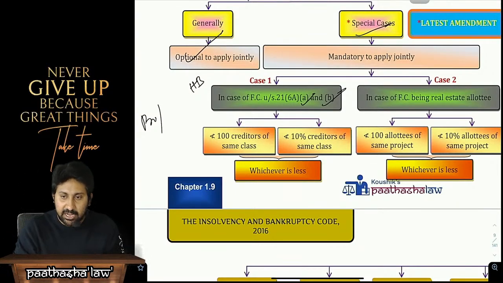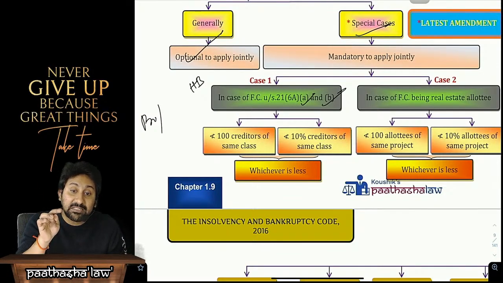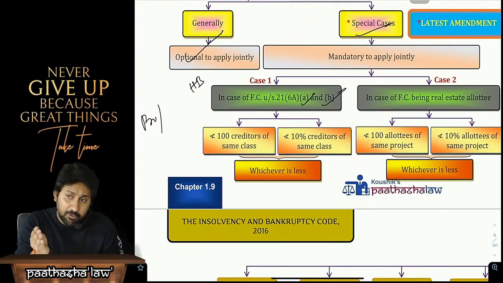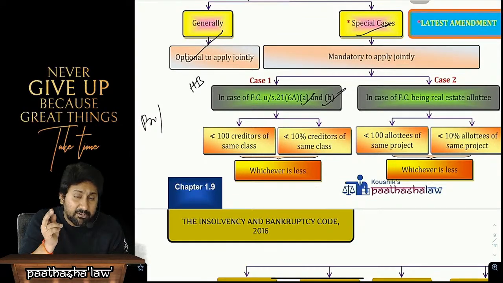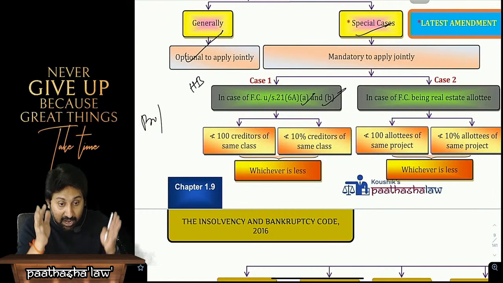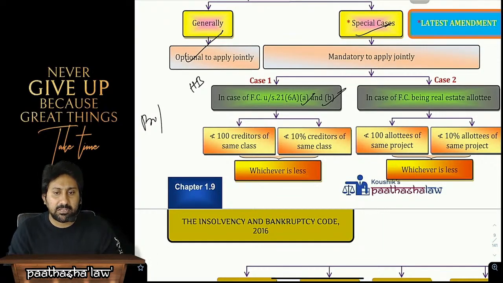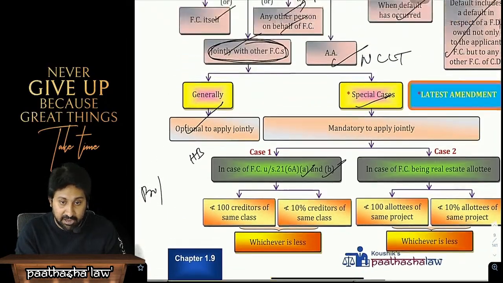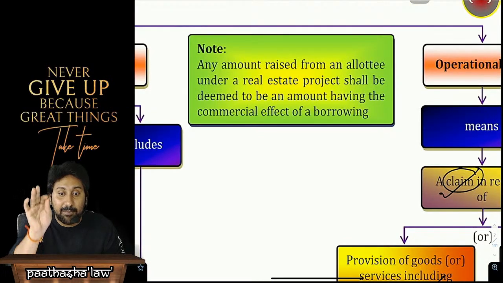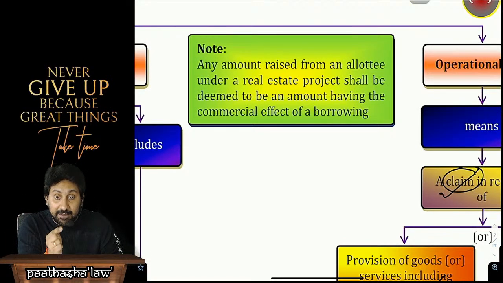So now answer my question clearly. If home buyers would not give this 200 crore, from where would you have got the money to start your venture? You would have got this through borrowing. If home buyers are not giving the promoters this particular amount of advance, then from where would you have brought this amount? You would have brought this amount by way of borrowing. Therefore, the definition says that any amount raised from an allottee under a real estate project shall be deemed to be an amount having the commercial effect of borrowing. Really you didn't borrow, but you escaped borrowing because we gave the money to you.